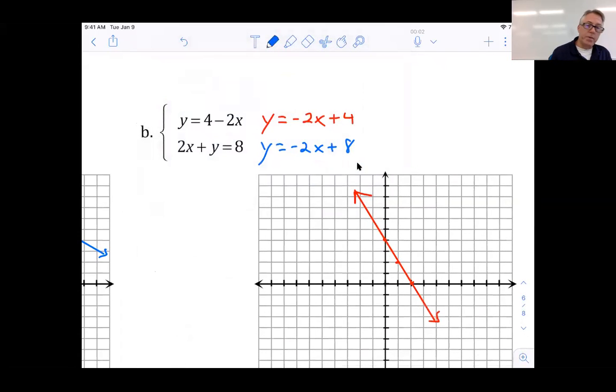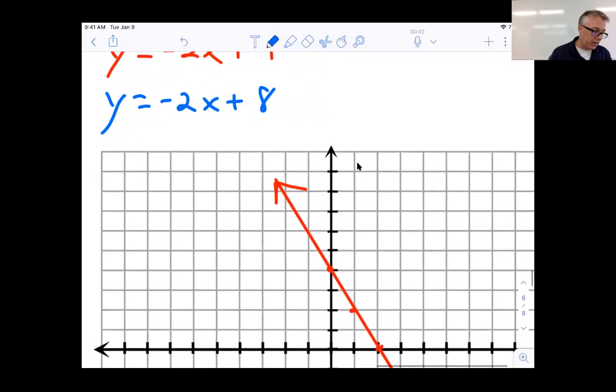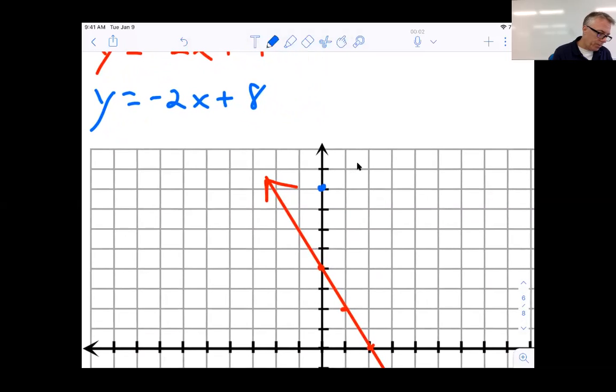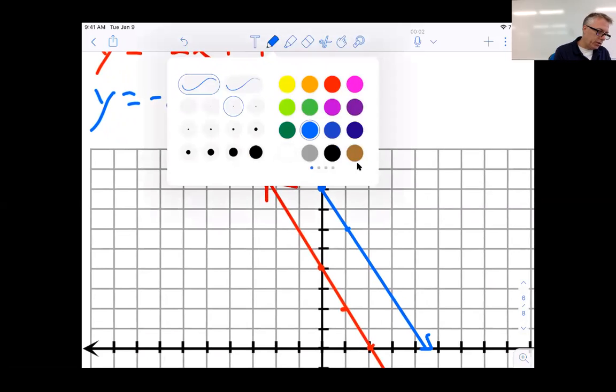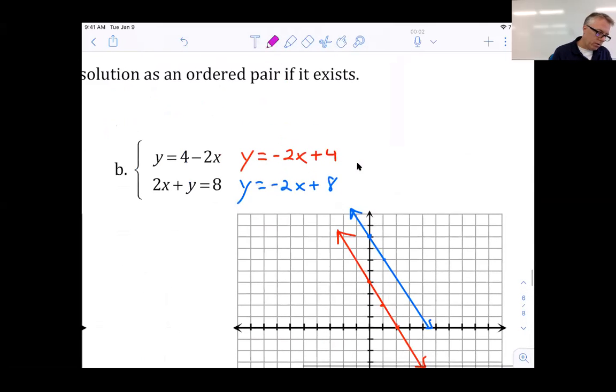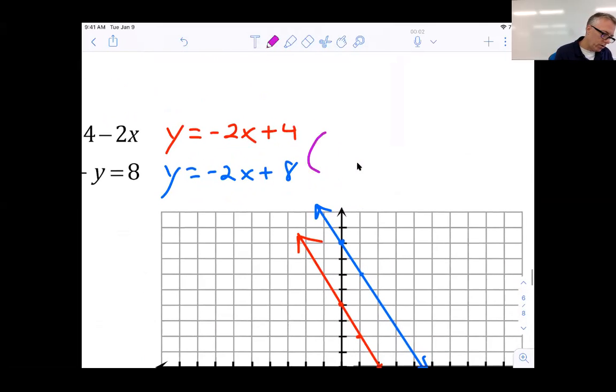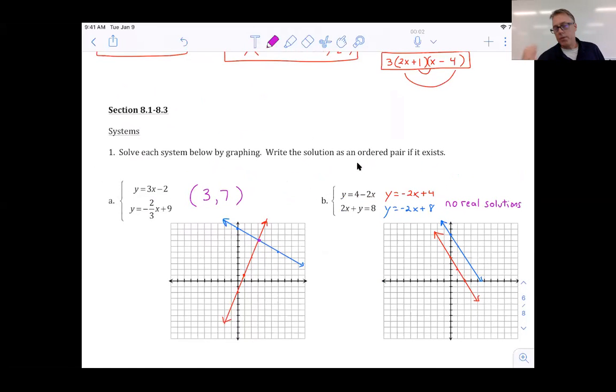All right, and our blue one is going to be a parallel line because it has the same slope, but it has a different y-intercept. So that line is going to look just like the red one, but they don't intersect each other. Therefore, there are no real solutions. Okay, there are no numbers that you can plug in for x and y that make both of those work.